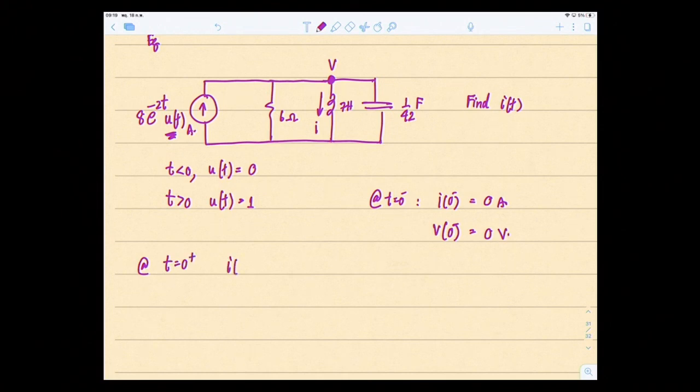Then your I at 0 plus would be equal to I at 0 minus, equal to 0. And V at 0 plus is equal to V at 0 minus, equal to 0 volt. Okay, so these are your initial conditions. Then of course at t equal to 0 plus, what does the circuit look like?